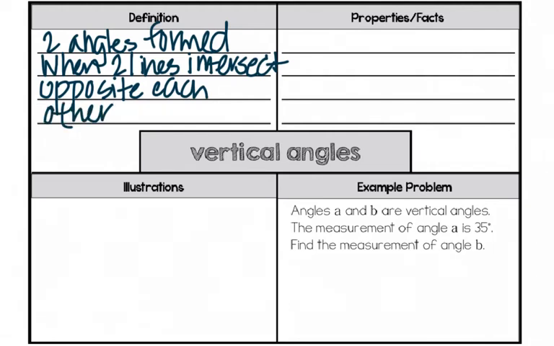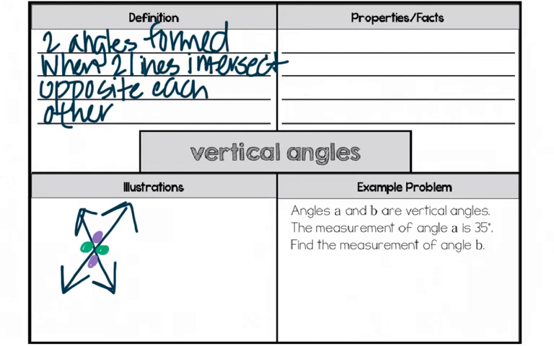Okay, so I want to jump down to the illustrations part and make sure everybody understands what these angles look like. So there are two lines that are intersecting. Okay, so our vertical angles are opposite each other. So if this is one angle, the one across from it or opposite it is going to be the vertical angle here. If this is one, then what's the other one going to be? It's going to be right there. So those are your vertical angles. They are across or opposite from each other.